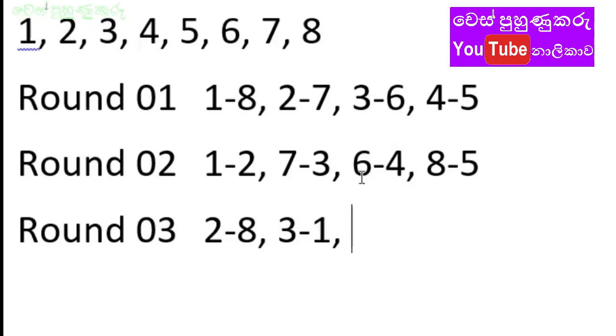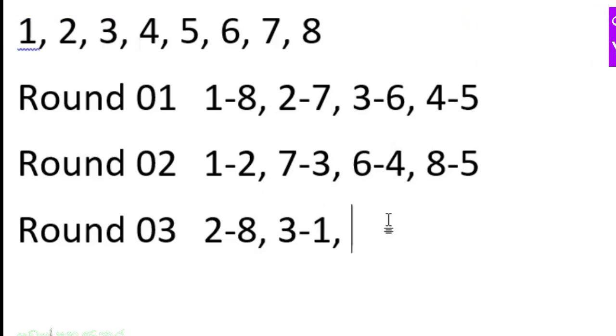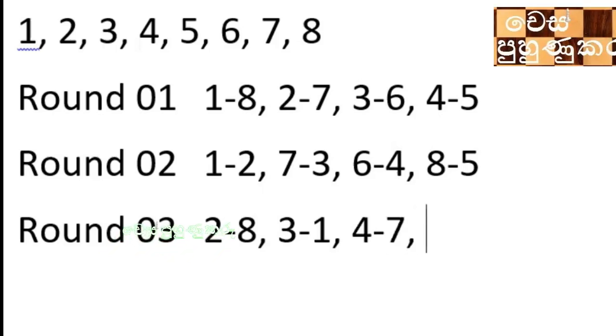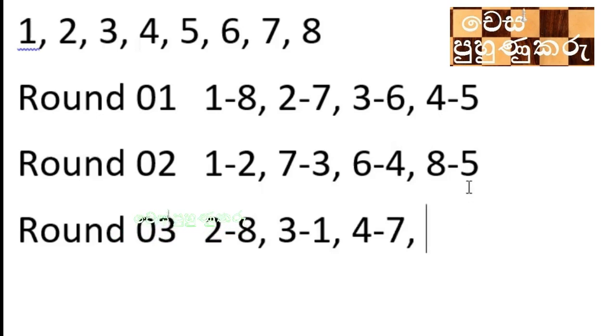Now 4 played with 6, so he has to next play with, I think you guys can do this with me now. Number 4 has to play with number 7. And the color is, since 4 played black, he has to play white. 7 played white, so he gets black. Then after 4, we get 5.